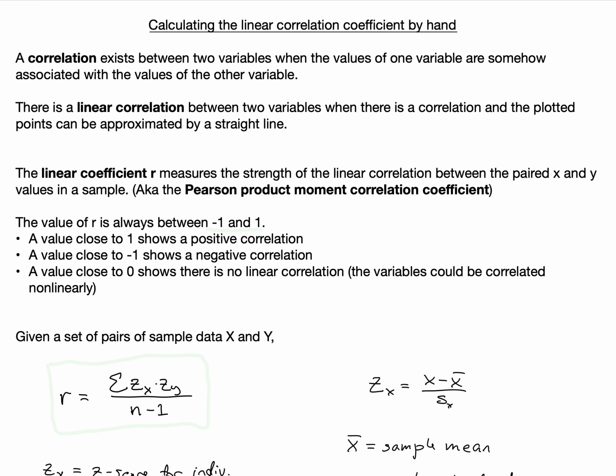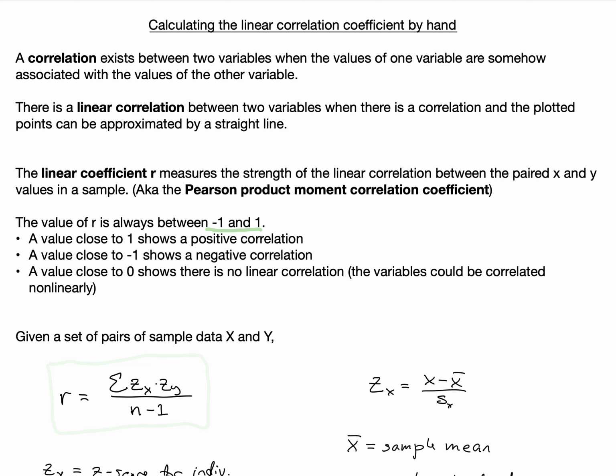In this video, we'll talk about calculating the linear coefficient r by hand. Recall that a linear correlation is a correlation in which the plotted points can be approximated by a straight line, and the linear coefficient r measures the strength of that linear correlation between paired x and y values in a sample. The value of r is always between -1 and +1. A value close to +1 shows a positive correlation, a value close to -1 shows a negative correlation, and a value close to 0 shows that there is no linear correlation.